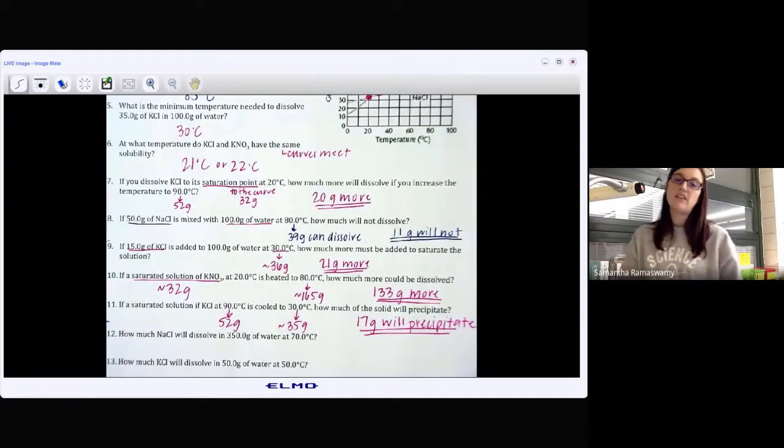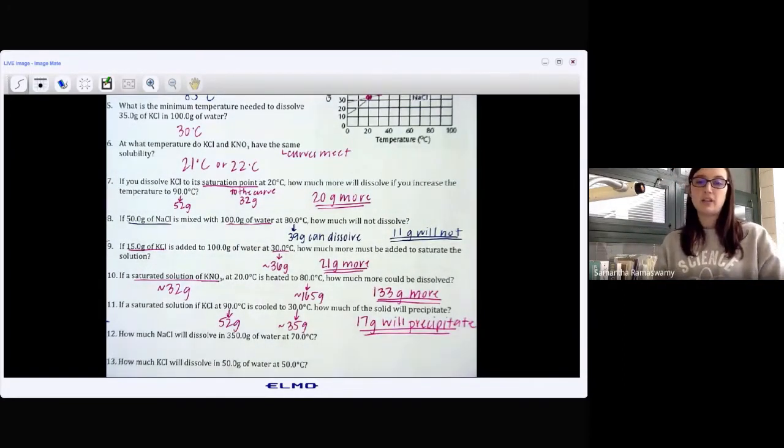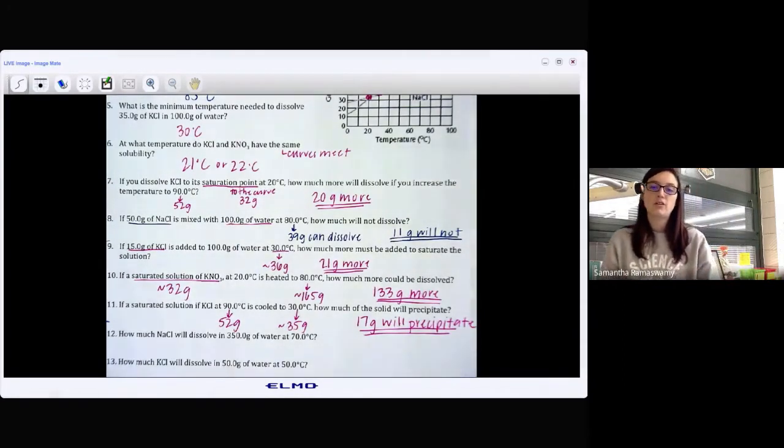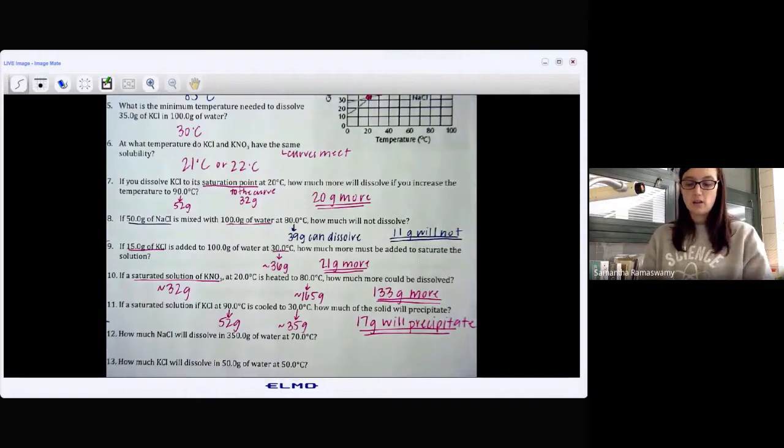So for number 11, what you're doing is you're looking at how much KCl you can dissolve at 90 degrees, and how much KCl you can dissolve at 30 degrees. If it's cooled down from 90 to 30 degrees, some of that will precipitate. And whatever that difference in solubility is will result in a solid precipitating out.